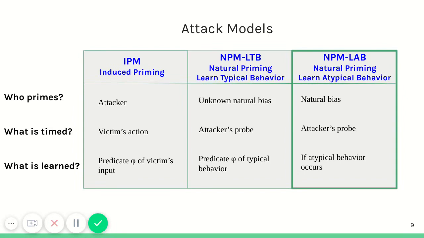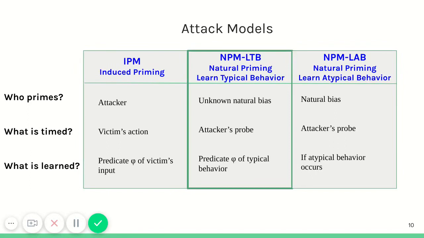In this attack model, there is some natural bias in the system towards a particular program behavior. In our example, the bias was towards the more common low-level logins. The observer is able to learn if and when atypical behavior, in our example, a high-level login, occurs. They are able to learn this through the timing of their own probes, which are instances of the system's typical behavior.